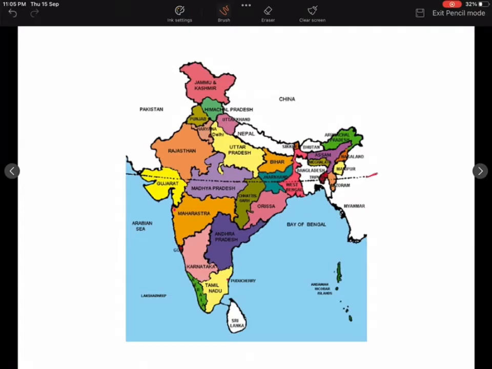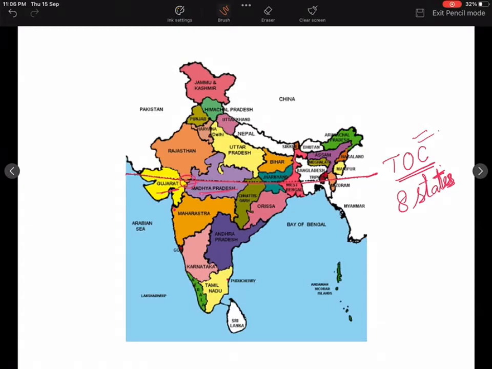Gujarat, Rajasthan, Madhya Pradesh, Chhattisgarh, Jharkhand, West Bengal, Tripura and Mizoram. I'm repeating it again. These are the 8 states basically. You have to remember all these states through which the Tropic of Cancer passes. It is Gujarat, Rajasthan, Madhya Pradesh, Chhattisgarh, Jharkhand, West Bengal, Tripura and Mizoram. So these are the 8 states through which the Tropic of Cancer passes.